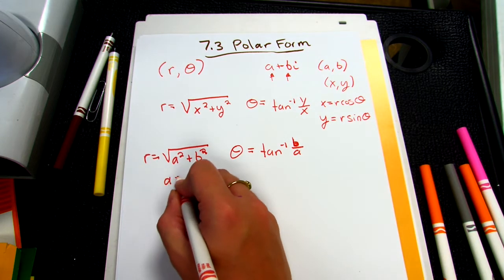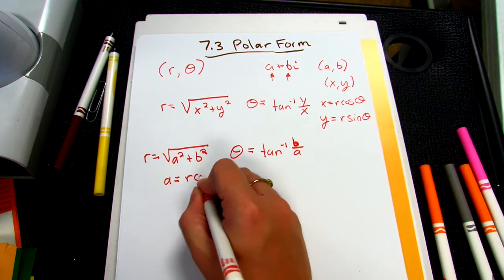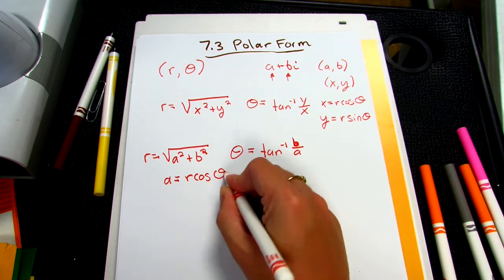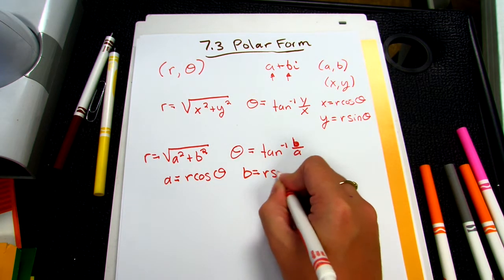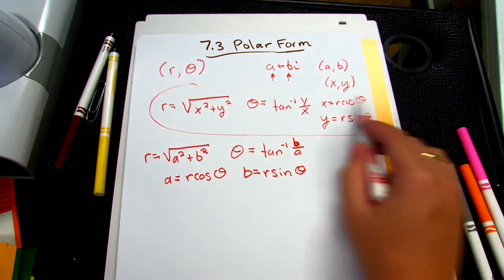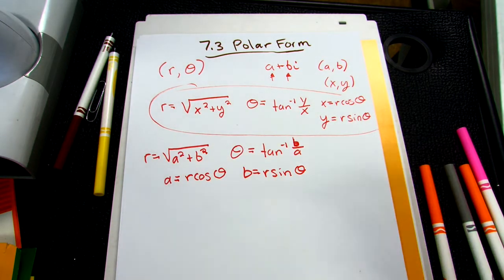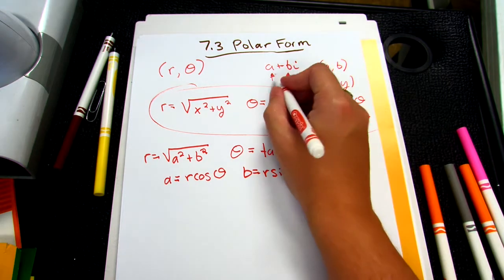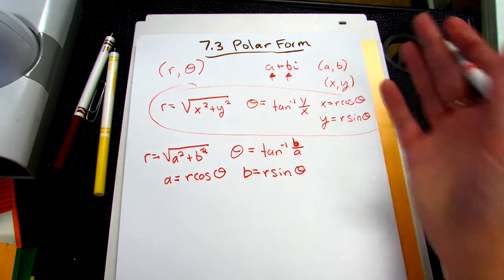Likewise, for x and y, we also have the formulas for a and b. a would be r cosine theta, and b would be r sine theta. We just took these from the last chapter and replaced x and y with a and b, because the a and b are part of our complex number.